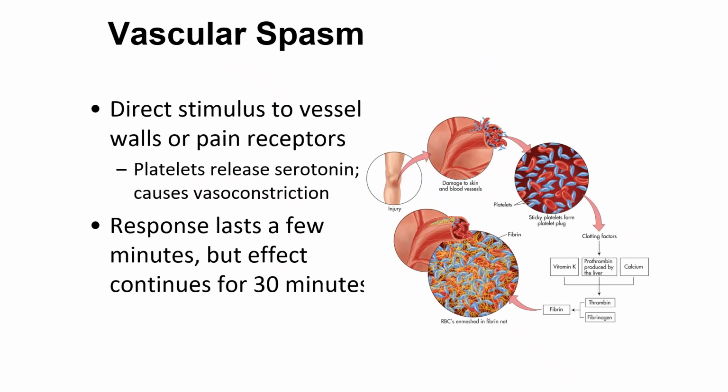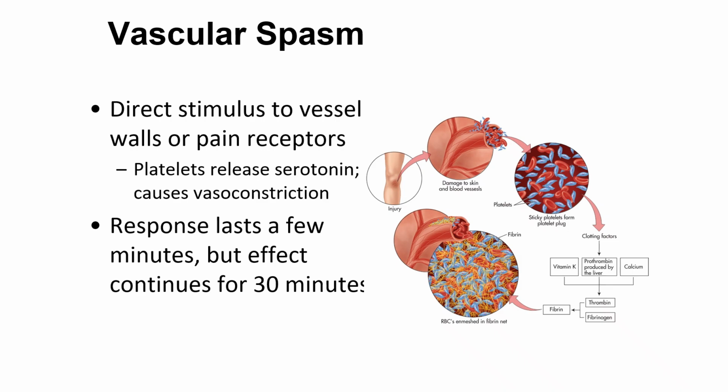Vascular spasm is going to be triggered by stimulation of the blood vessel wall through pain receptor reflexes. And the response is going to last a few minutes, but the effect can continue on for roughly 30 minutes or so. And this just buys a little bit of time for a platelet plug to be formed, so that we can create the clot and prevent the blood loss.